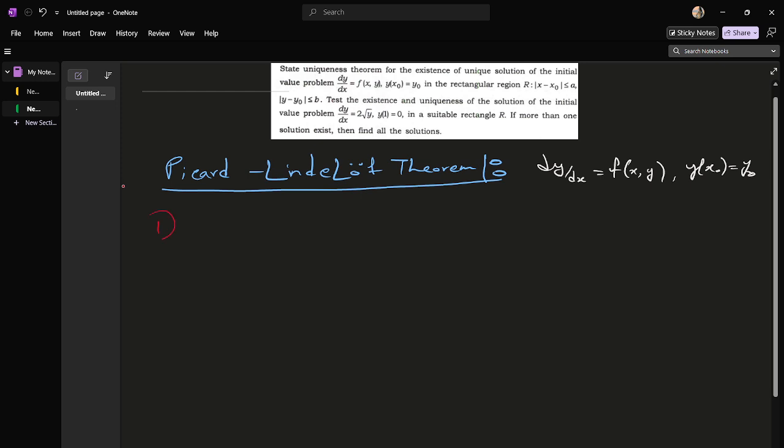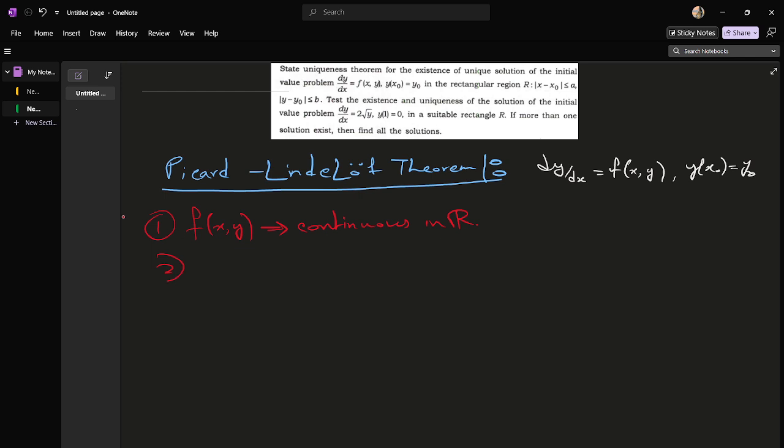Now the conditions for uniqueness. Point 1: the function f(x, y) will be continuous in R. In the whole R, the function will be continuous. This is the first condition of this theorem for uniqueness.